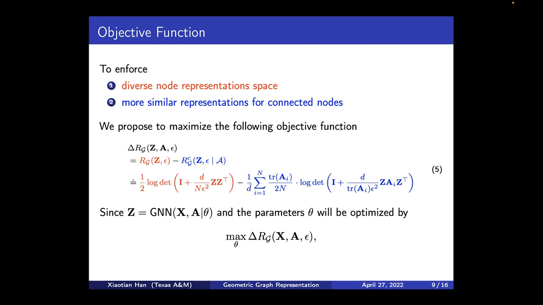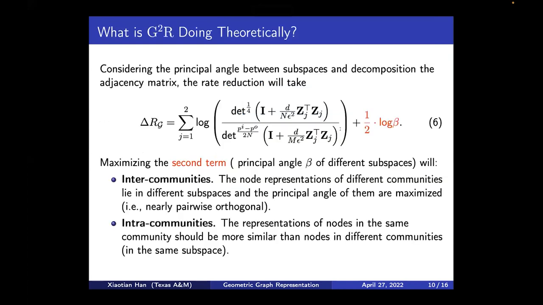And the Z here, the node representation Z, is transformed by a graph neural network. And the parameters of the graph neural network will be optimized by the following objective functions. So in this paper, we also provide some theoretical analysis for the objective functions. Consider the principal angle between the subspaces and the decomposition of the adjacency matrix. The coding rate will take the following form, and the detailed derivation can be found in our paper. I do not present it here. And we will only focus on the second term, beta here. The beta here is the principal angle of the different subspaces.